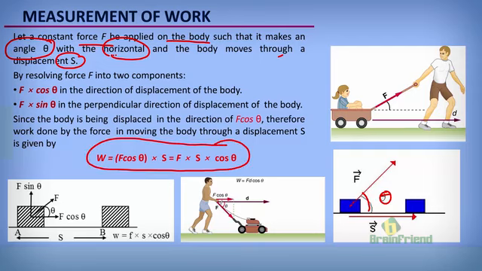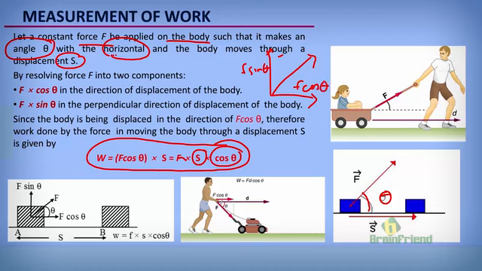It becomes F, which is force, times the displacement times cos theta. Now, you must have known how to resolve force into two components. When you have a force like this, you have two components. You have the y-axis and you have the x-axis. To resolve force in the y-axis, you have F sine theta. So to resolve the force along the x-axis, you have F cos theta.